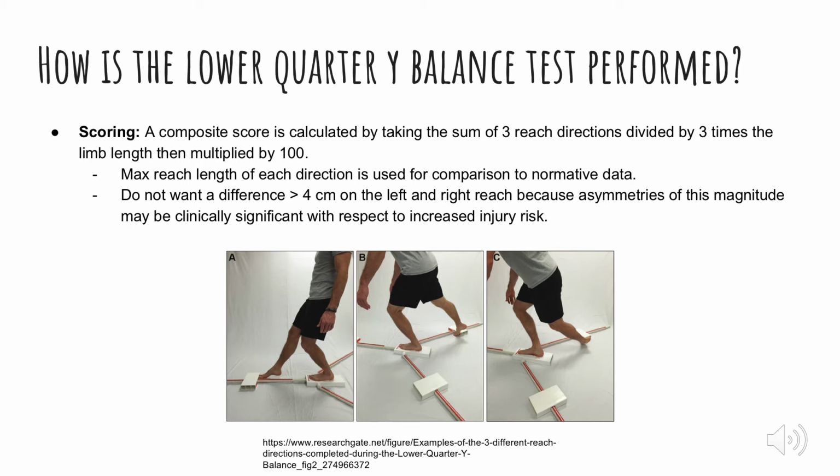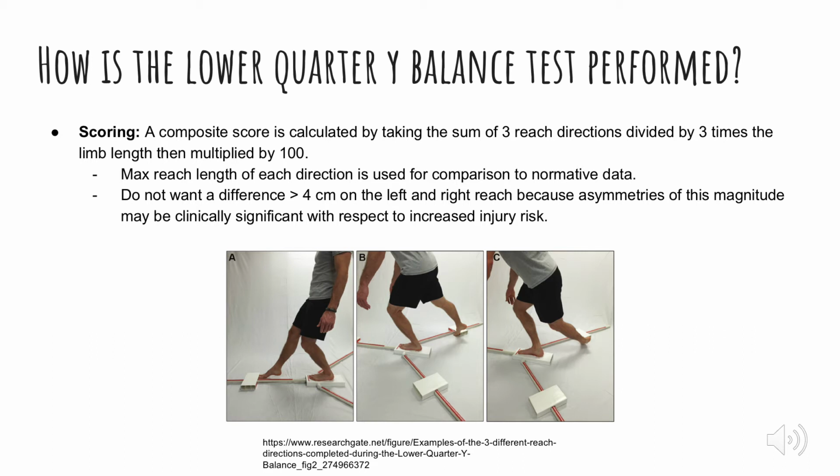This test will be performed on both legs in this specific order: right leg anterior, left leg anterior, right leg posterior medial, left leg posterior medial, right leg posterior lateral, left leg posterior lateral. Once both sides have been tested, a composite score is calculated by taking the sum of the 3 reach directions divided by 3 times the limb length, then multiplied by 100.